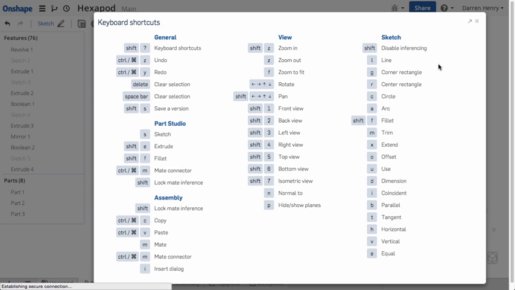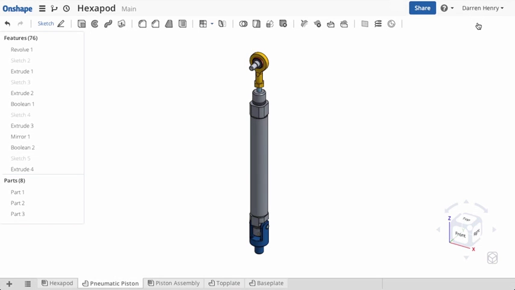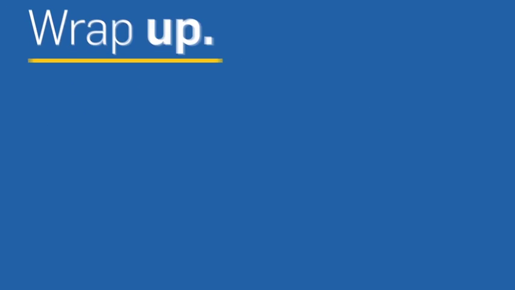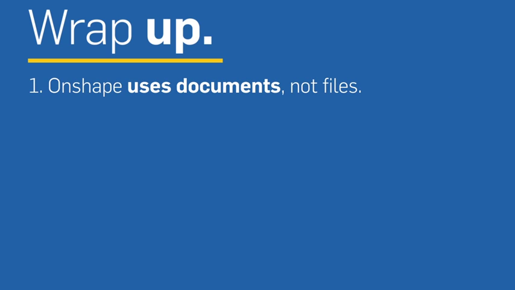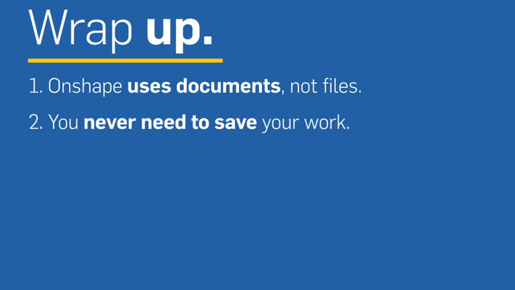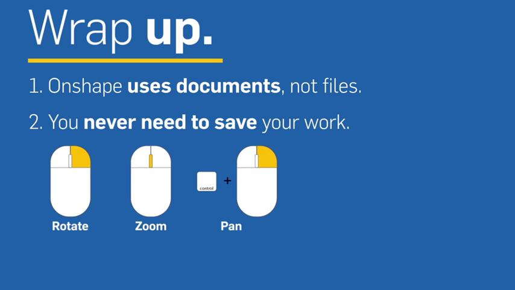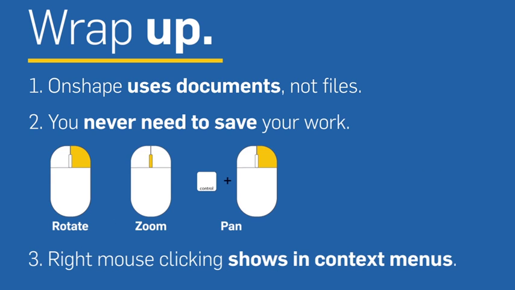We've covered quite a bit, so let me review the important points. Onshape does not use files, but uses documents, which store all product information in tabs, including part studios, assemblies, drawings, and other data files. All data is constantly recorded, so you'll never use a save button. Use the right mouse button to rotate, the mouse wheel to zoom, and control right mouse button to pan. Keyboard shortcuts will also speed your work. Finally, you can right mouse click on different areas of the interface to get in-context menus. In the next video, we'll put all this knowledge to use as we create parts in Onshape's Part Studio.